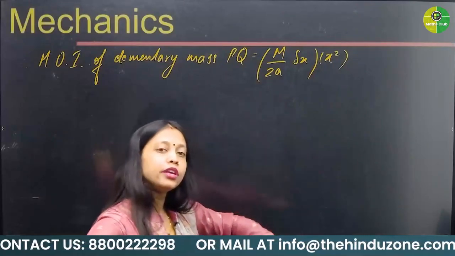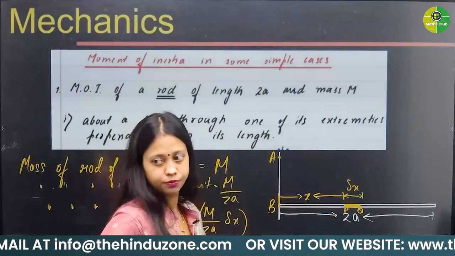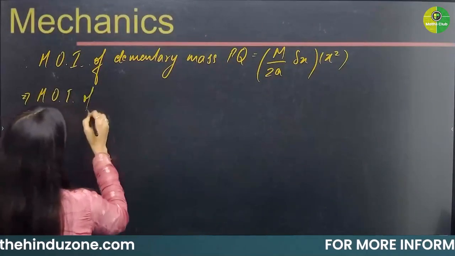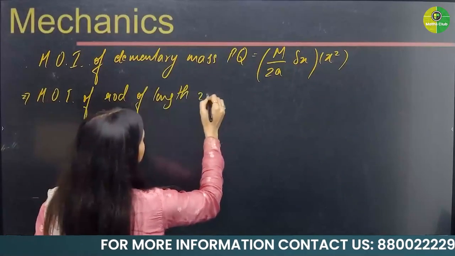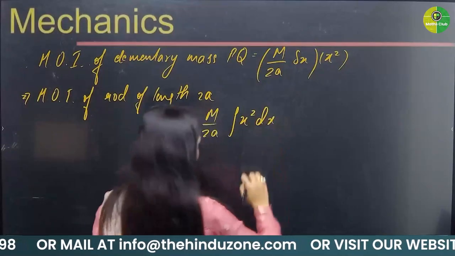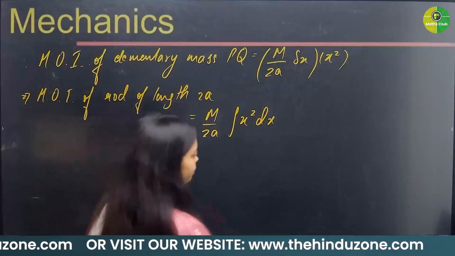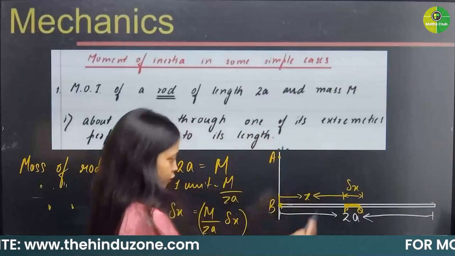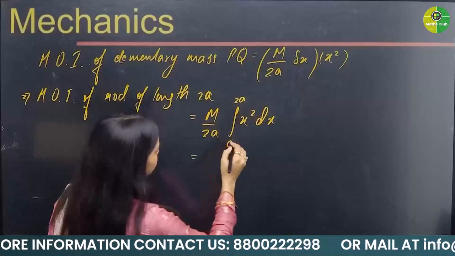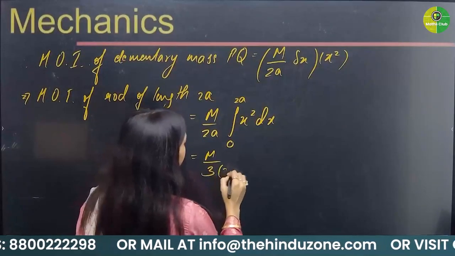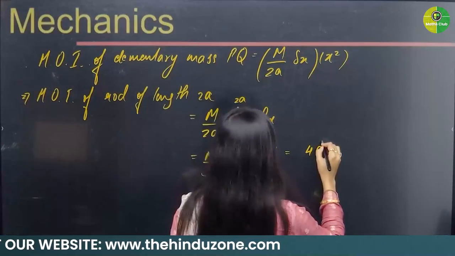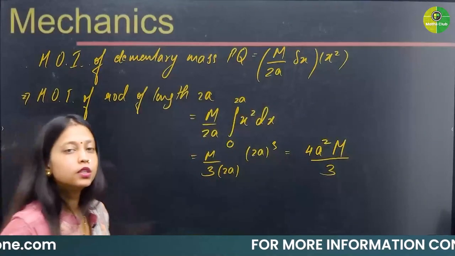Now we'll integrate it and then we'll get the moment of inertia of the whole body, that means the whole rod. So moment of inertia of rod of length 2a would be the integration. This M by 2a is constant, I'll take it outside. M by 2a, integral of x square dx. And what is the limit of this x? That element can be from here to here. It is from 0 to 2a. Distance from that line AB starts from 0 till 2a. So that would be x cube by 3. So M by 2a times (2a) cubed by 3, which is 4a square M by 3. This is your moment of inertia.